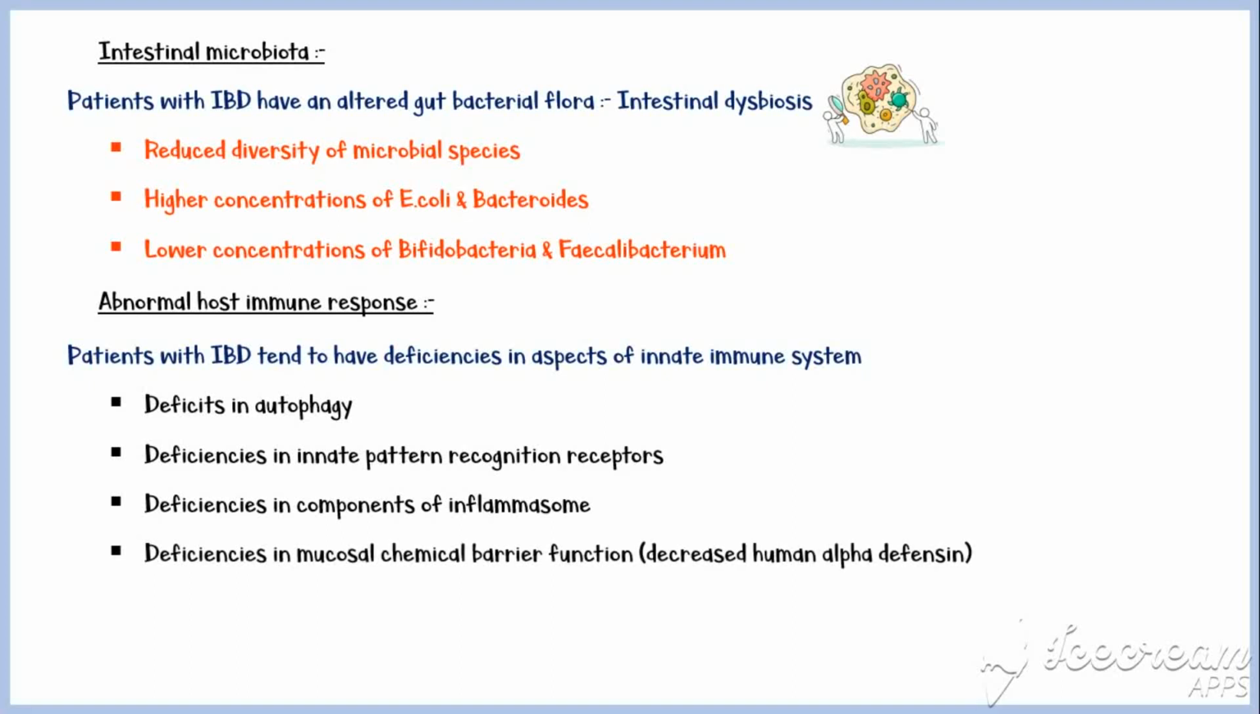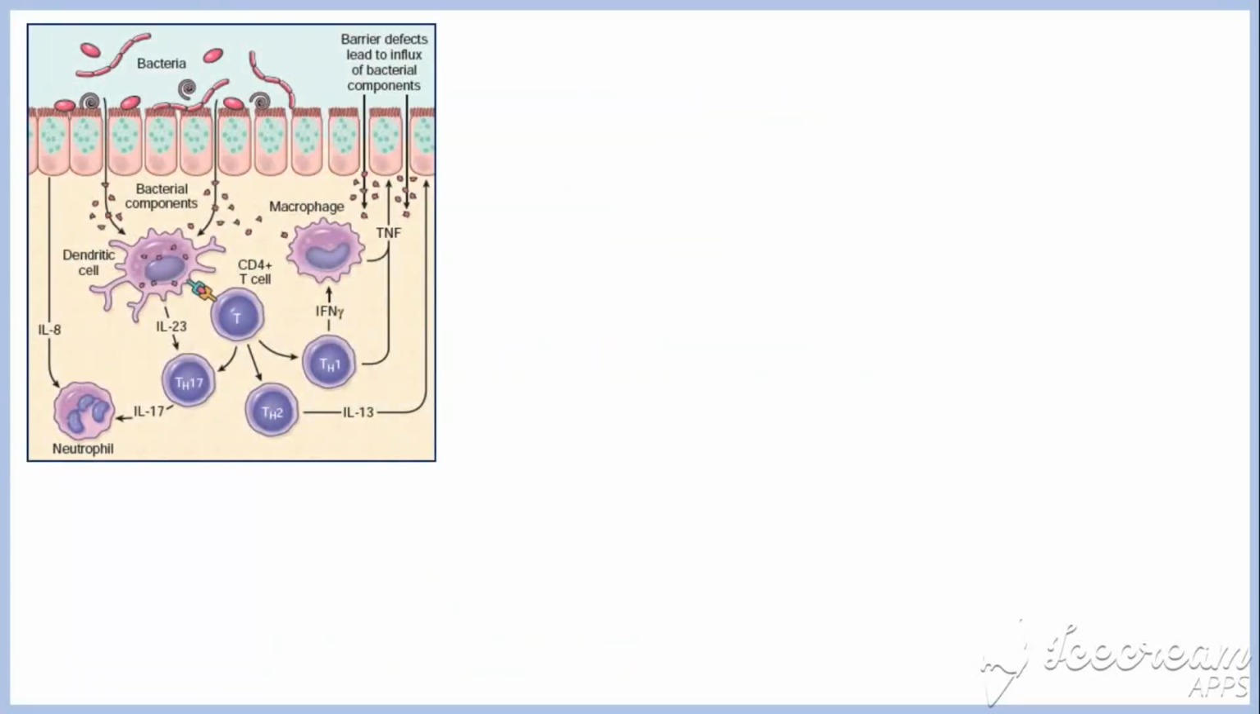We have already discussed these abnormalities under genetic factors. These deficiencies in the innate immune system lead to an exaggerated adaptive immune response to the intestinal microorganisms. I have taken this image from the Robbins textbook of pathology. It shows how the immune response triggers the pathogenesis of inflammatory bowel disease.